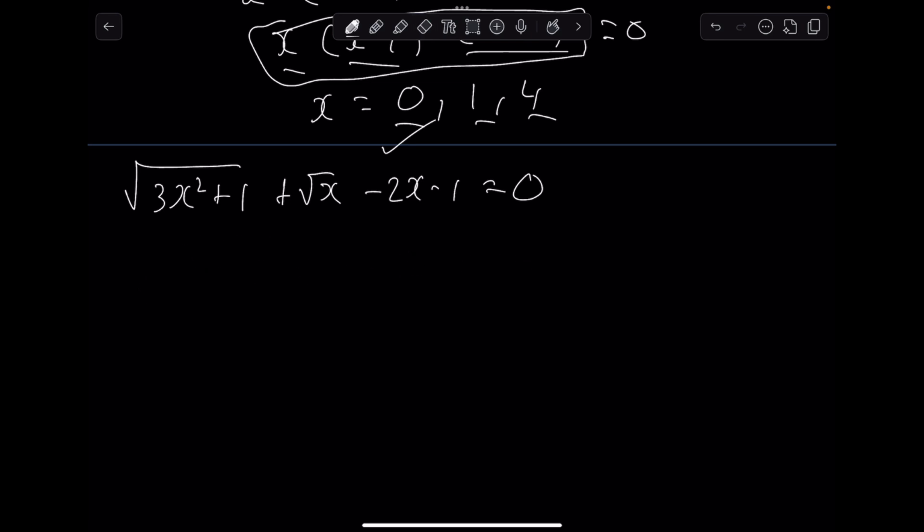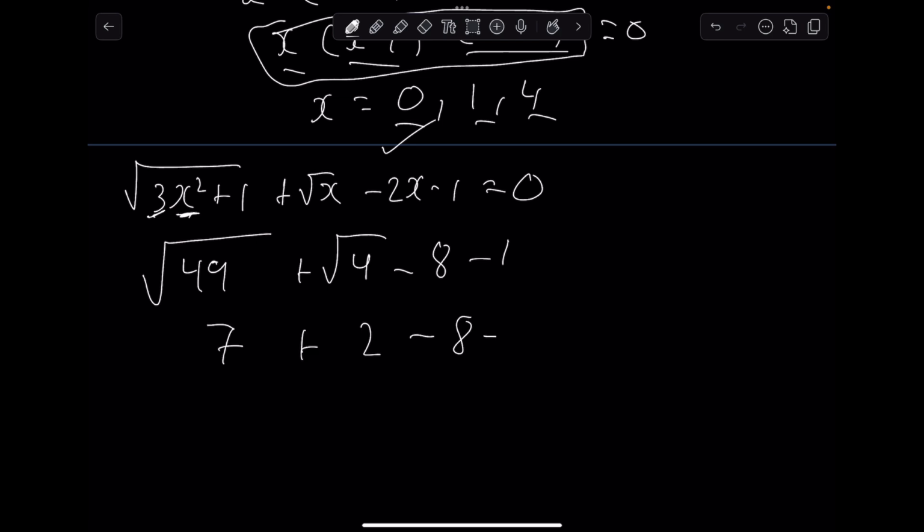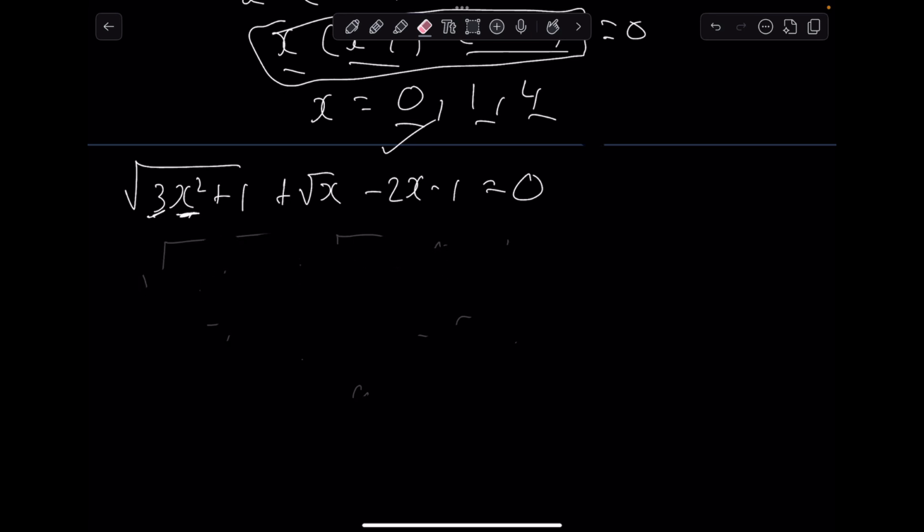And then let's try 4. So we have 3 times 4 squared. 4 squared is 16. 16 times 3 is 48 plus 1, so that's 49. Plus the root of 4, minus 2 times 4, which is 8, minus 1. So this is 7 plus 2 minus 8 minus 1, which is 9 minus 9, which is 0. So actually, all three of the roots that we had actually worked. So there was no dummy solution this time, but there could be for the next one.